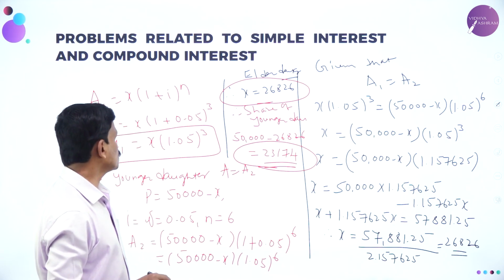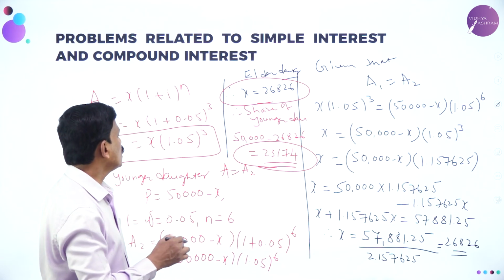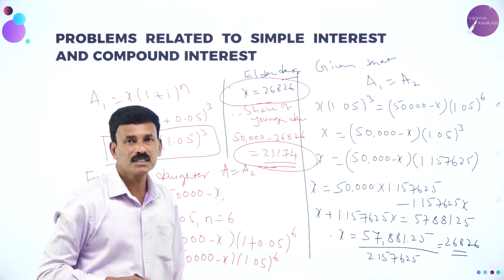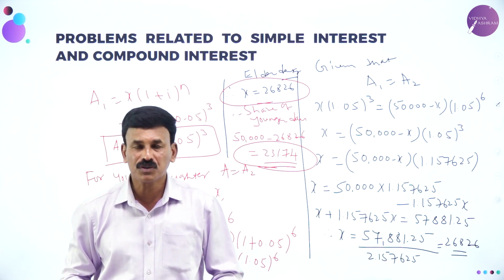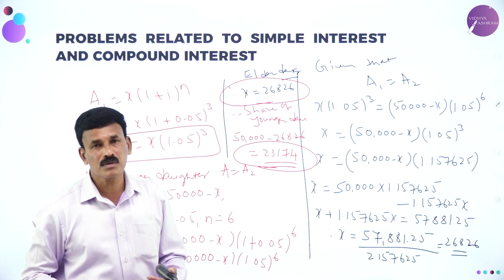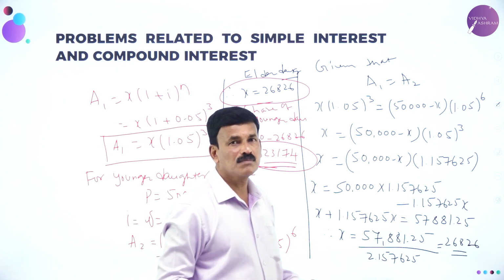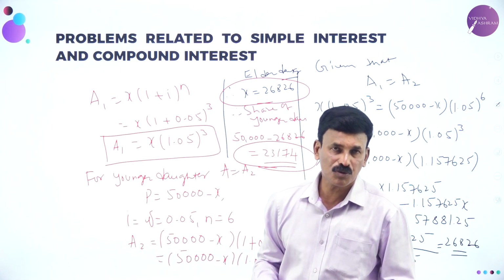So this is the share of the elder daughter, 26,826, and the share of the younger daughter, 23,174. That's it. Hope you followed. This is how we solve the problems on the difference between simple interest and compound interest.